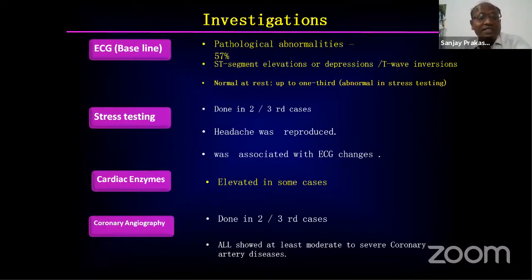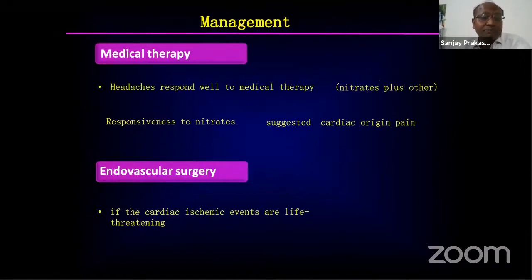It's the baseline investigation. Baseline ECG shows abnormality in every alternate patient. ST segment elevation was the main feature, and T wave inversion was also noted. A stress test was done in 2/3 of all these cases, and headache was reproduced, and it was associated with the ECG changes. Cardiac enzyme was done in a few cases, and it was elevated in a few cases. Coronary angiogram was done in 2/3 of cases, and all showed at least moderate to severe coronary artery disease.